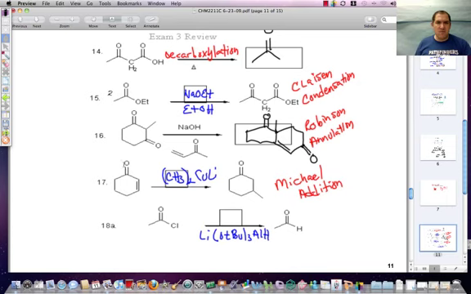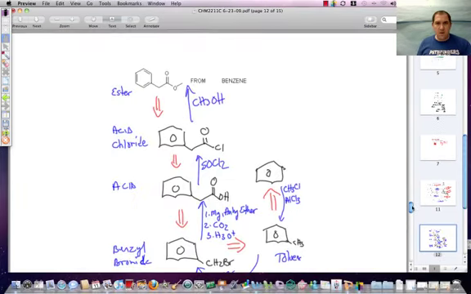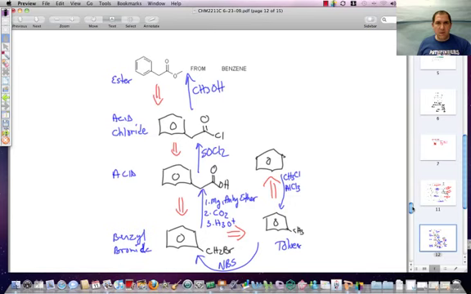Now, last one here, a special reduction using lithium tri-tert-butoxyaluminum hydride. Notice, only one H available to deliver for the reduction. You get the H delivered to the C of the C double bond O, and you end up with an aldehyde. Okay. Here is another multi-step.